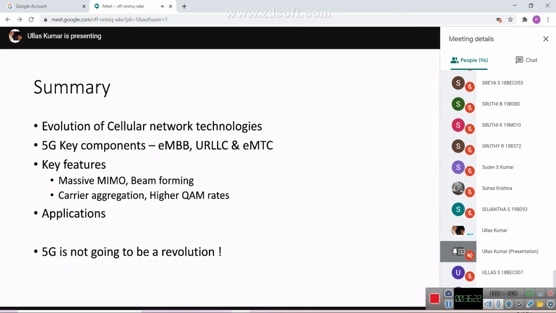Yes. Sir, as you said, the spectrum in 5G is going to increase. So is there any effect on humans as this frequency is going to increase?